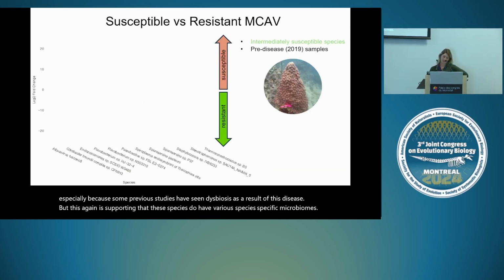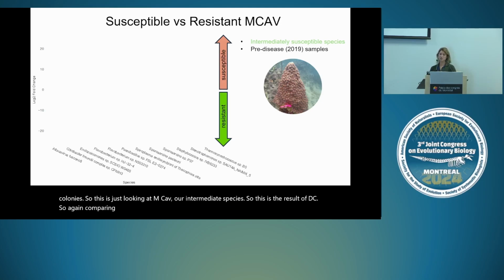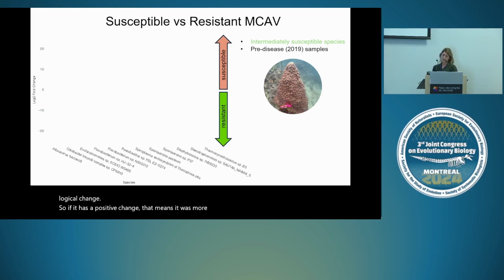Okay, and then we can compare the taxonomic groups between the susceptible and resistant colonies. So this is just looking at MCAV, our intermediate species. So this is the result of DESeq. So again, comparing the taxonomy between the 2, and the ones listed here all were significant. So on our x-axis, we have the microbial species, and then on the y-axis is the log-fold change. So if it has a positive change, that means it was more abundant in susceptible colonies versus a negative log-fold change was more abundant in resistant colonies.